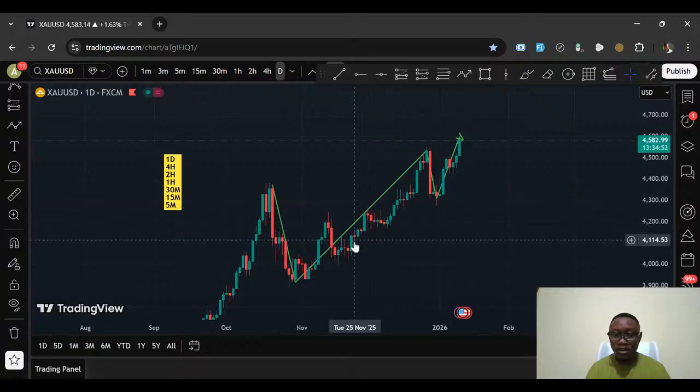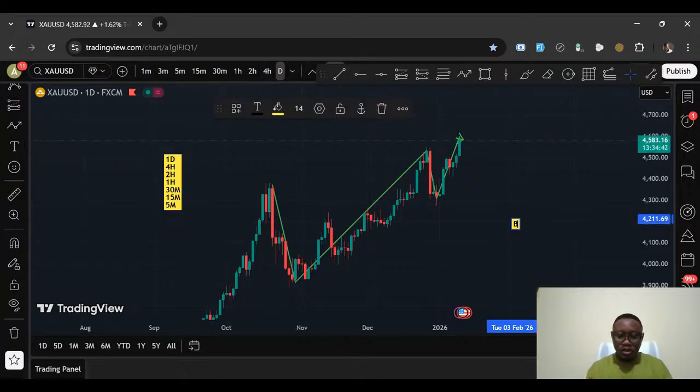So let's start marking out our zones. We've been able to identify the market trend, which is bullish. The market trend is bullish. Right. So the next thing I want to do, rather, is to identify the most recent break of structure. Right. I want to start marking out my zones.